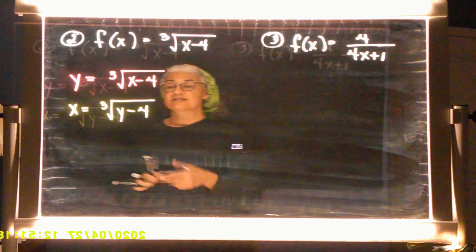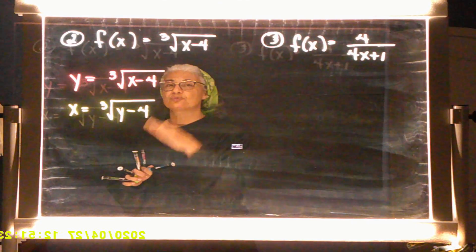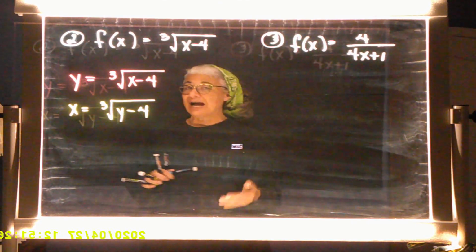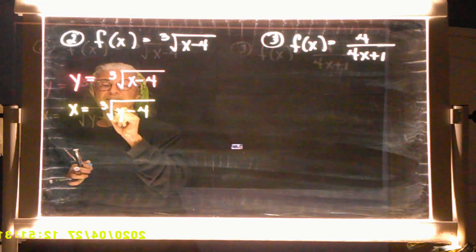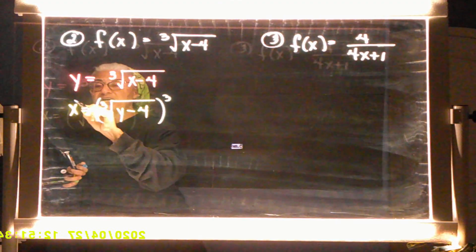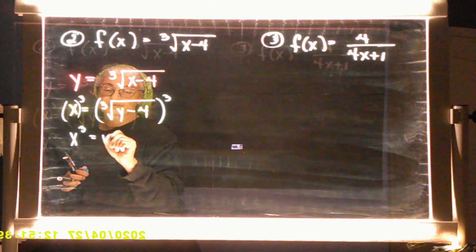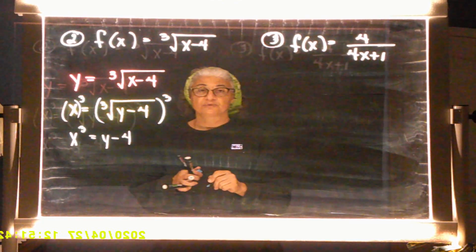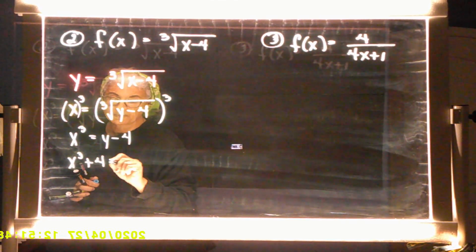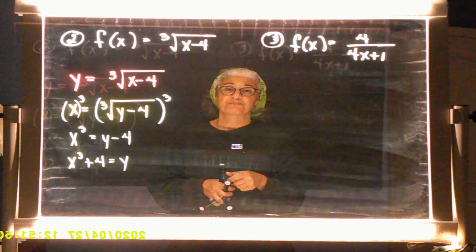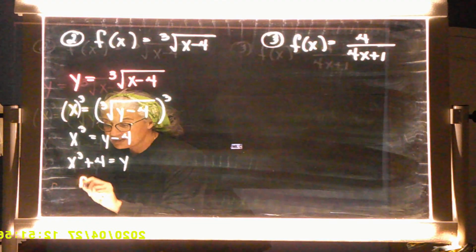So in this particular case, the first thing I need to get rid of is that cubed root, isn't it? And what cancels a cubed root? Good. A cubed power, or a third power, cancels a third root. So I am going to have to take both sides and raise them to the power of 3, which means I'll get x to the third equals y minus 4. With me? And then add the 4 to both sides to get the y by itself. Cool? And then the very last step said replace the y with the inverse notation.